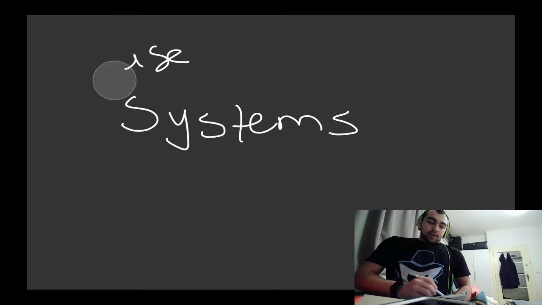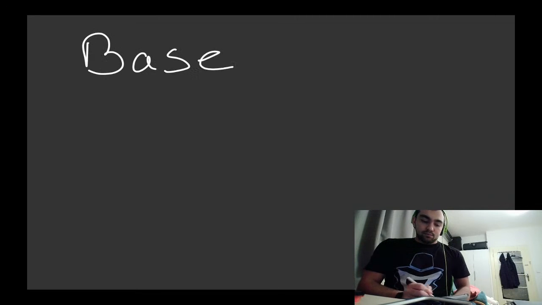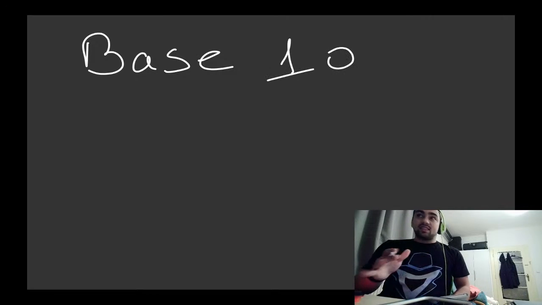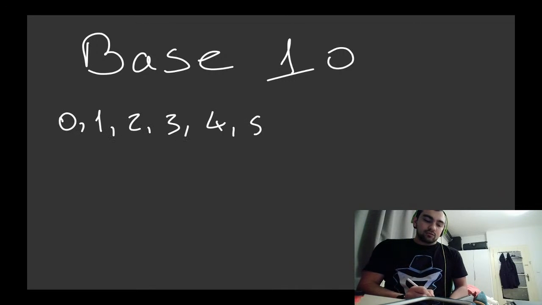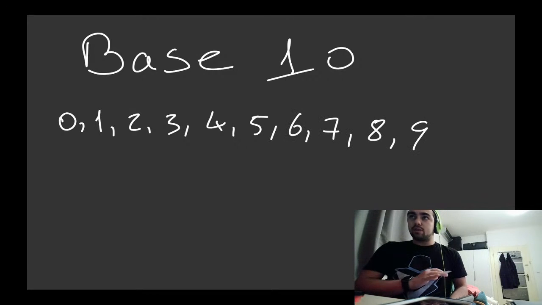Every time we count something, we usually use base 10, right? So let's start with base 10. And what does that mean? Well, base 10 is a numerical system that consists of 10 digits. That's why it's called base 10. There are only 10 base digits, which are 0, 1, 2, 3, 4, 5, 6, 7, 8, and 9. These are the base digits. That's why it's called base 10, because there are 10 of them.